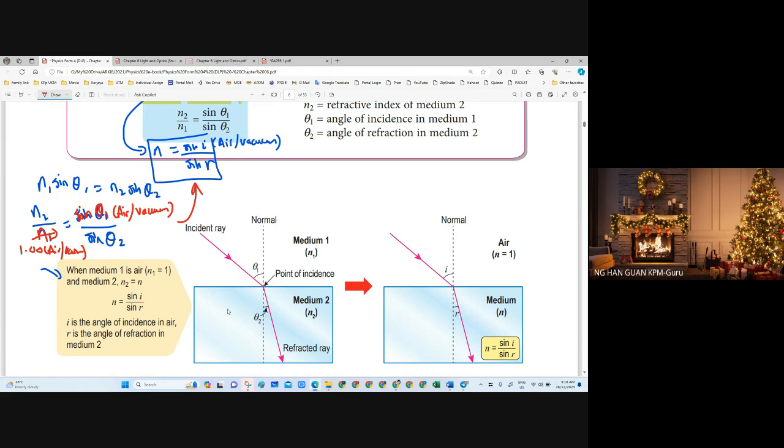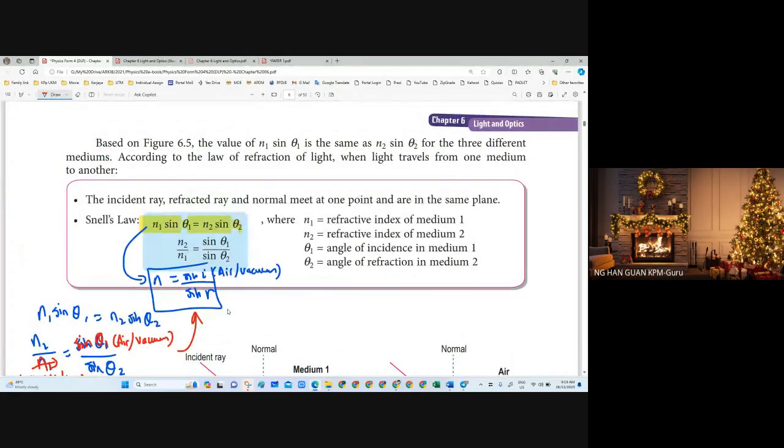So when we simplify the Snell's law formula, it becomes n equals sin i over sin r. There is a condition: the angle i, or incident angle, must be referring to the air or vacuum. In the old syllabus, we were not introduced to Snell's law as the full formula. In the old syllabus, we introduced Snell's law as n equal to sin i over sin r.